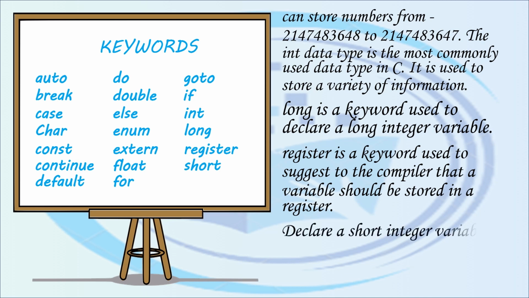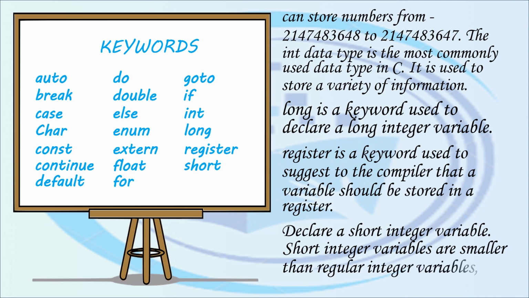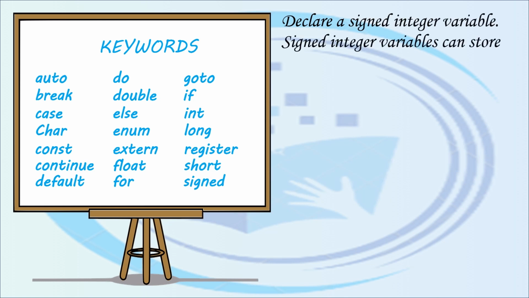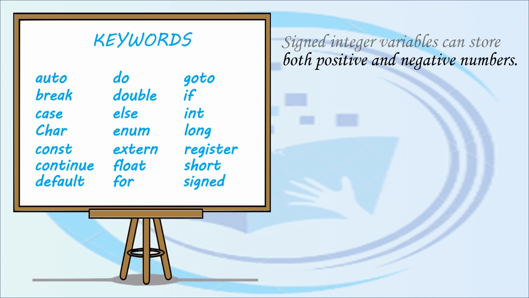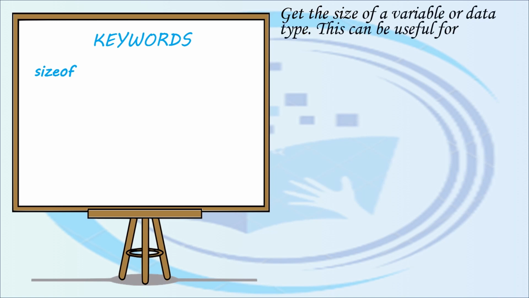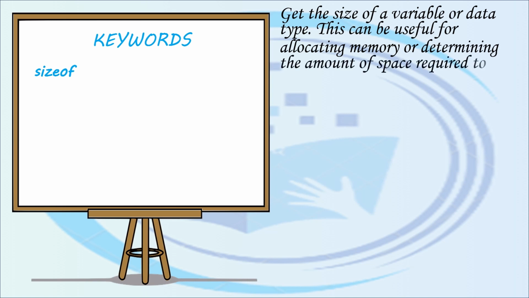Short: declare a short integer variable. Short integer variables are smaller than regular integer variables, but they can also store smaller numbers. Signed: declare a signed integer variable. Signed integer variables can store both positive and negative numbers. Sizeof: get the size of a variable or data type. This can be useful for allocating memory or determining the amount of space required to store a piece of data.